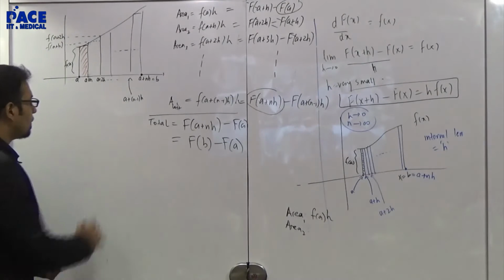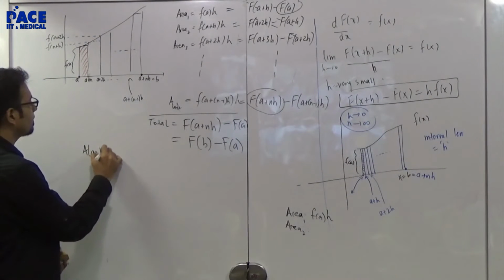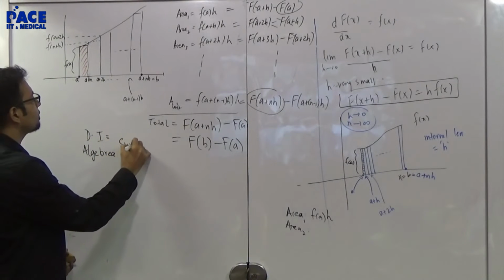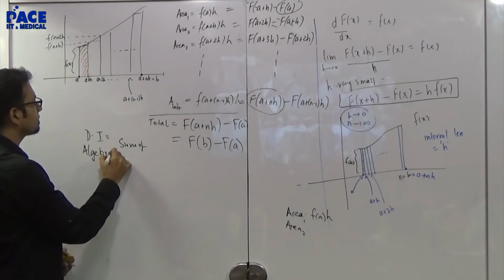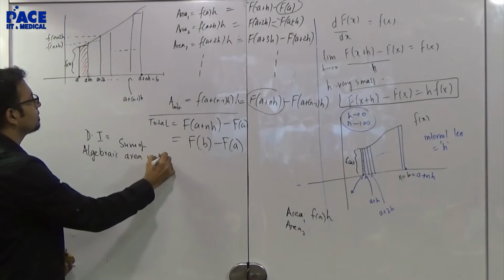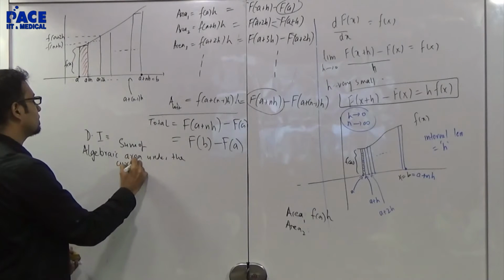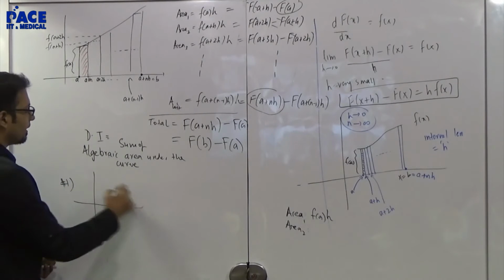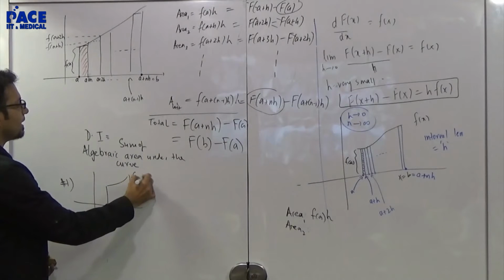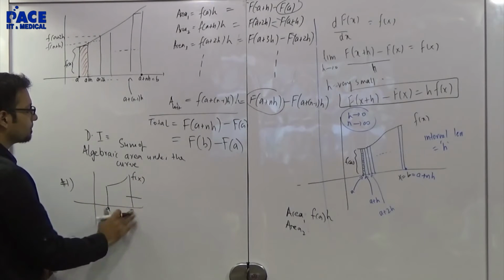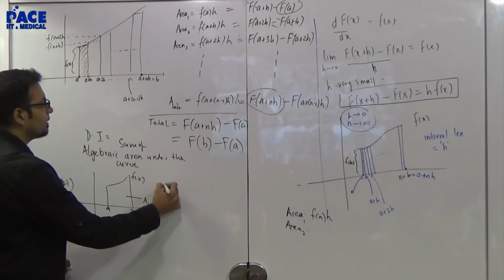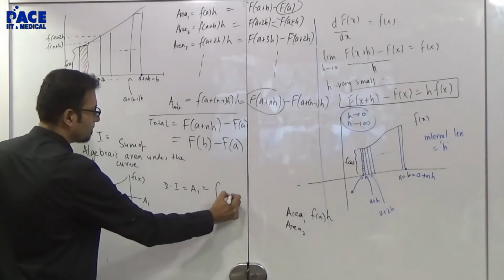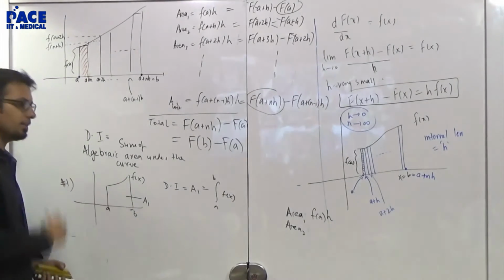Now, area is always the algebraic area. So the definite integration is the algebraic sum of the algebraic area under the curve. Now what does that mean exactly? Which means, look, in the simple case, suppose f of x is like this, from a to b, and let's call this area A1. The definite integration will be A1, right? Integral of f of x from a to b is going to be this area.